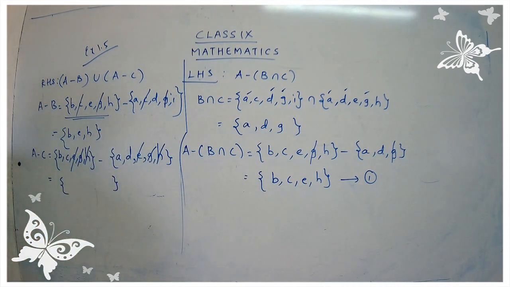Cancel E, G, H. Okay, children? So now what is the thing? A minus C. What do you mean by A minus C? I want A, but I don't want C. You want A, but you don't want C.